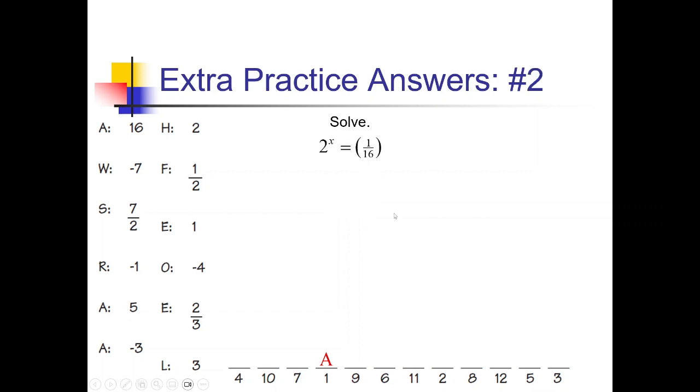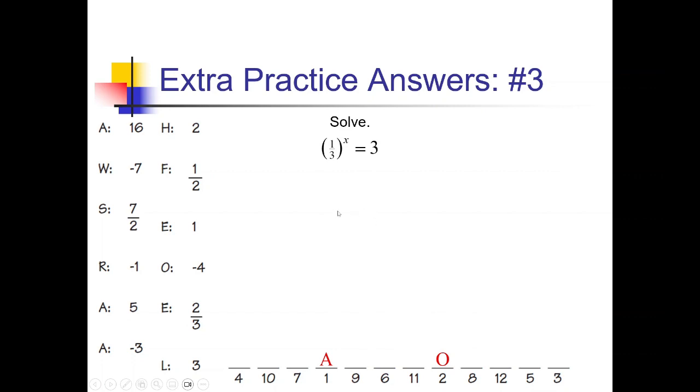Next up, number 2, we have a common base of 2 to the x, and then 1 over 16. I could think of that as 1 over 2 to the 4th, and I could think of that further as 2 to the negative 4th. Now that I have a 2 as a common base on each side, I can just essentially cancel out the bases and write x equals negative 4, which is the answer. So that's going to be O going in spot number 2.